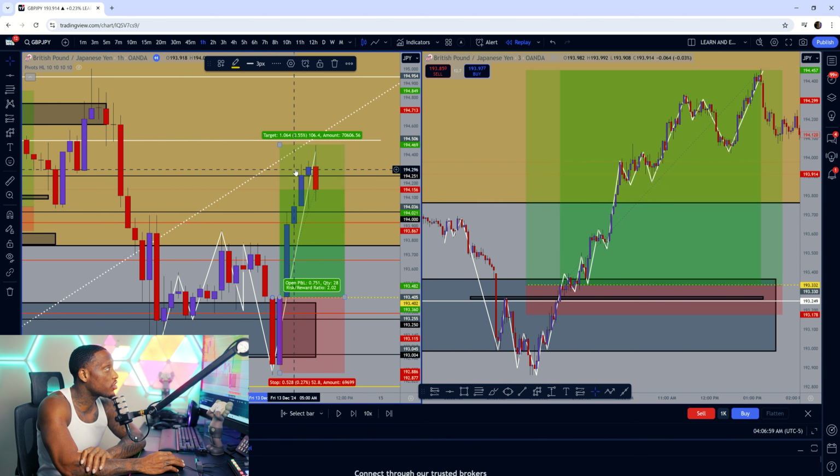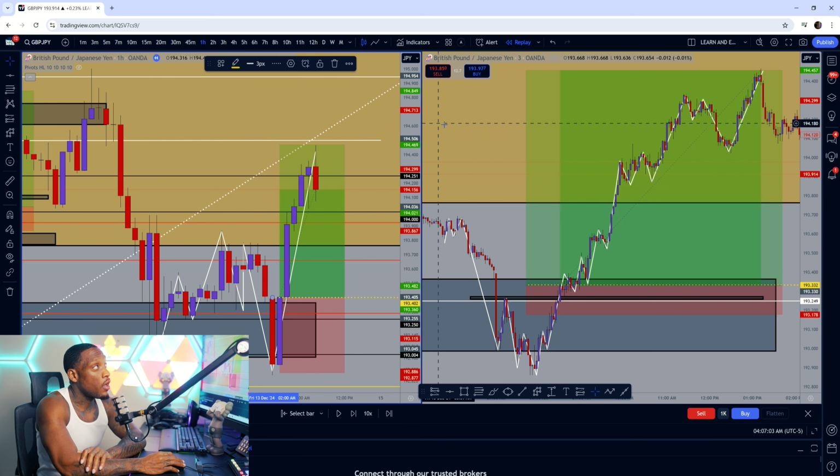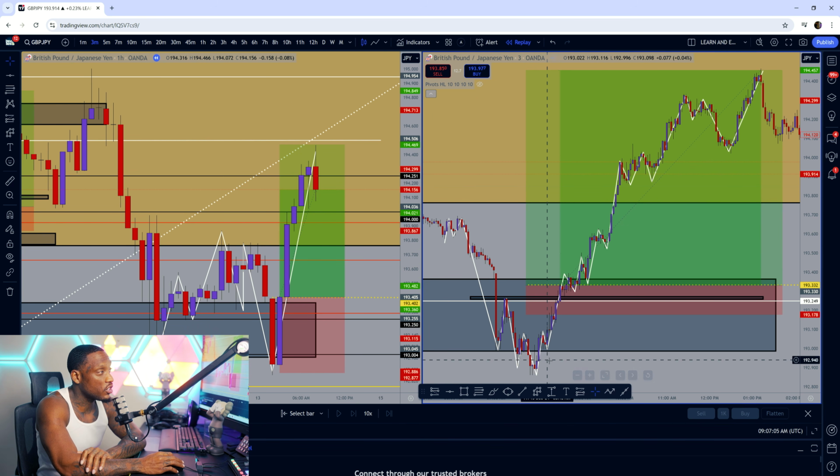Then we broke structure and we would have maximized the move for 106 pips. Now, on the 3-minute time frame, you can see structure. Now, this was the major market structure lower high that needed to be broken right here.